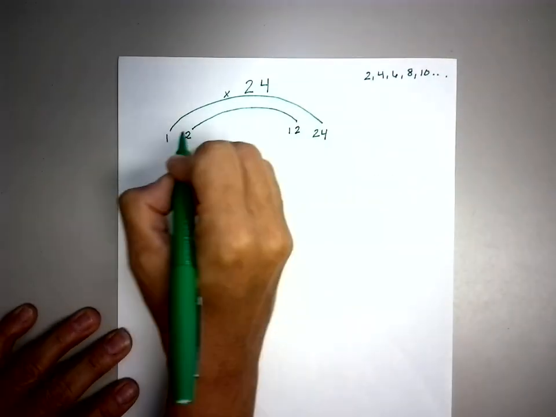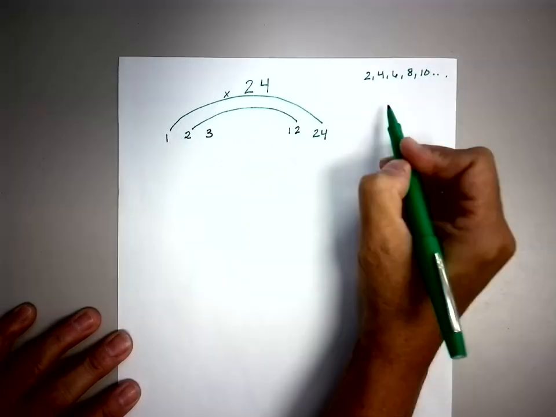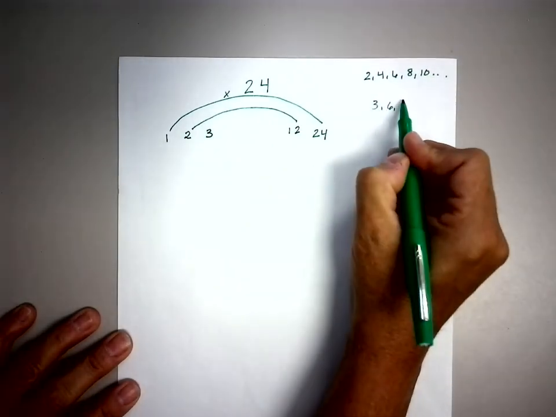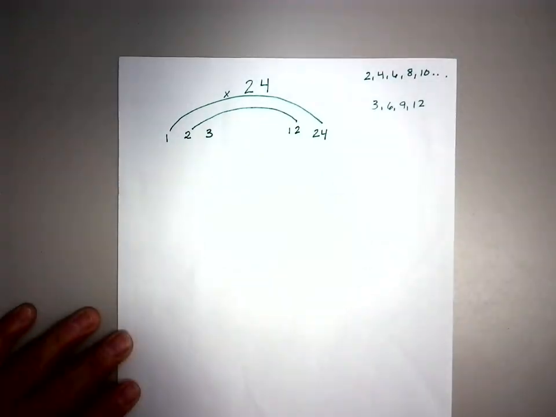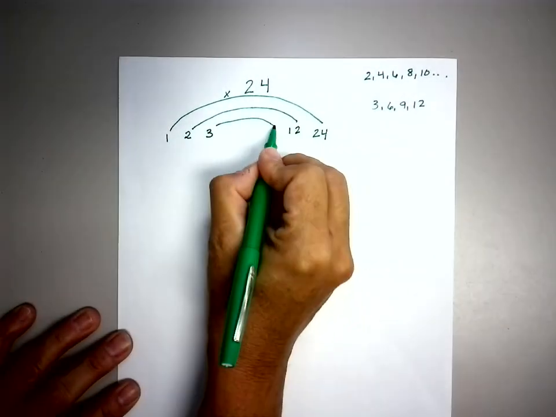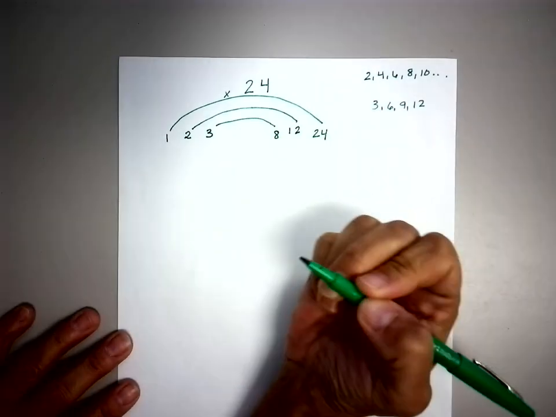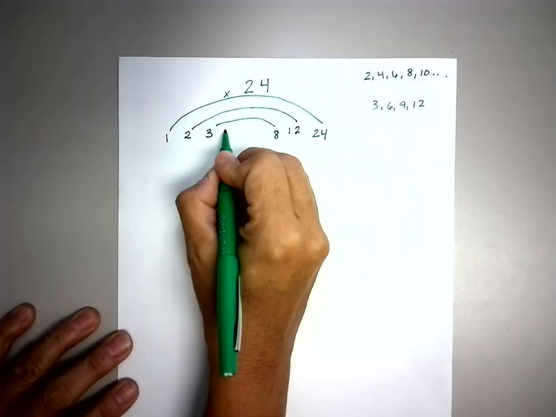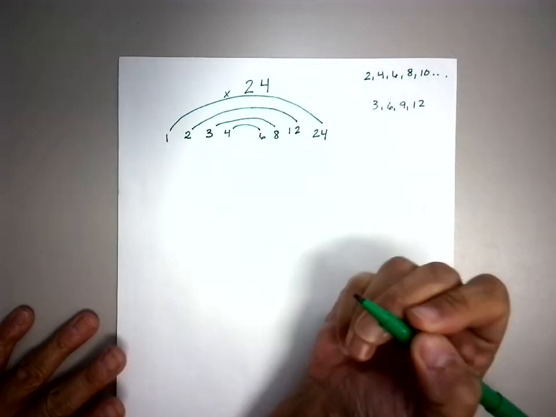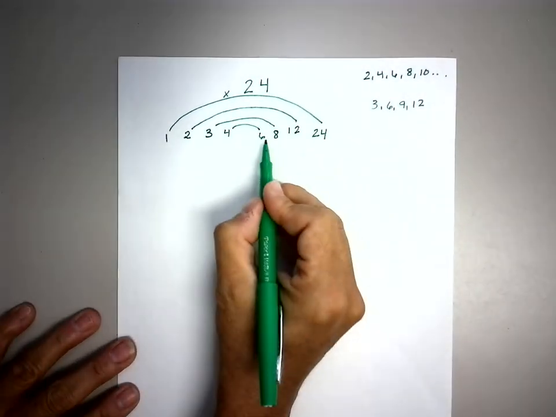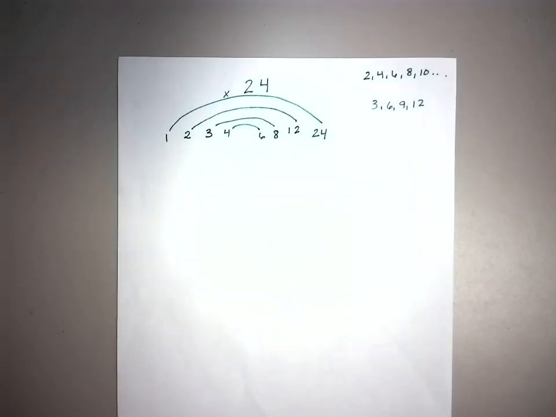I'm going to think about 3, my 3 times tables. If I get stuck, you want to make sure that you're doing your 3s on the side. So 3 times 8 will equal 24. 4 times 6. 5 does not go into 24. 6, well, I already have it, so that means I am done.